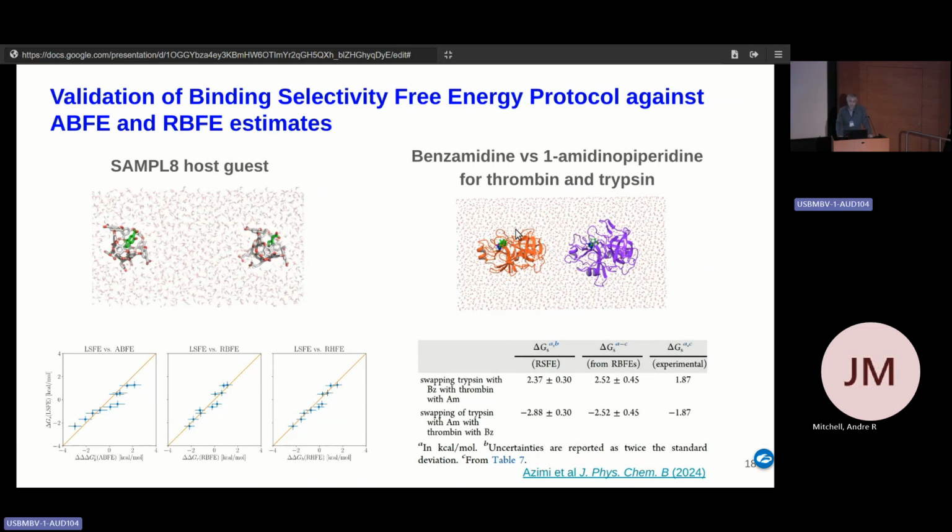We benchmark, make sure that you can do thermodynamic cycles, that you can take difference of RBFEs, or difference of ABFEs, and do swapping, you should get the same answer. And we do this on simple systems.